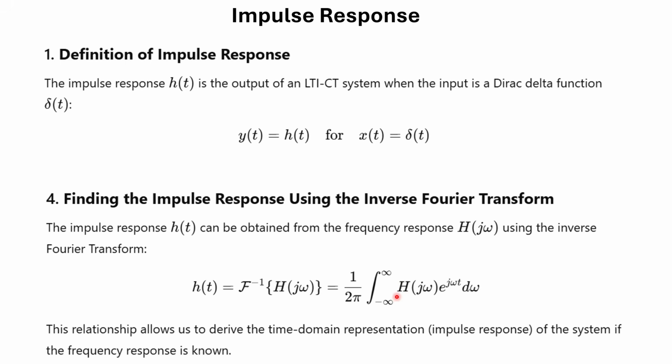So this is your transfer function H of j omega, and the input is your delta t, the impulse, so that is why delta t is 1. So no need to multiply anything, and then this factor we are multiplying and getting back into the time domain, right?